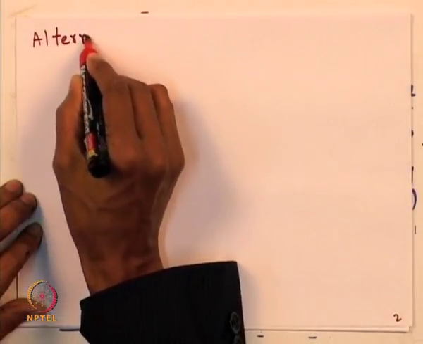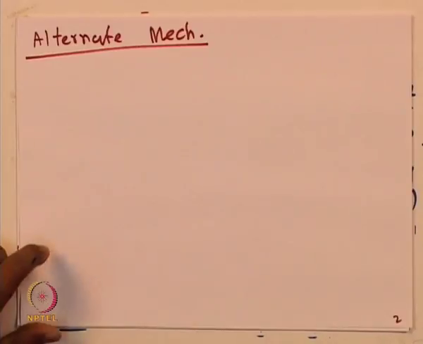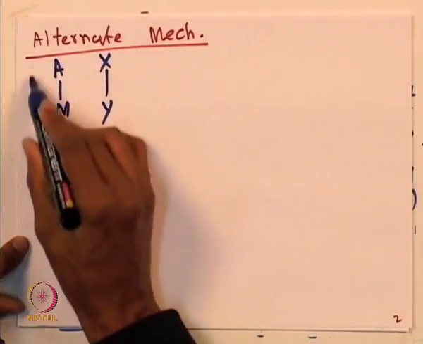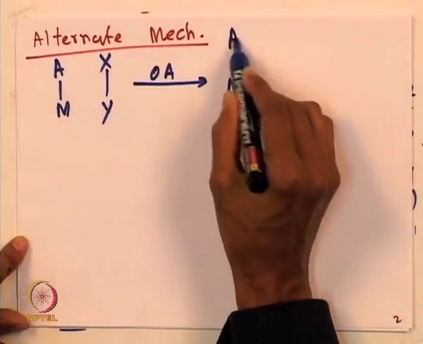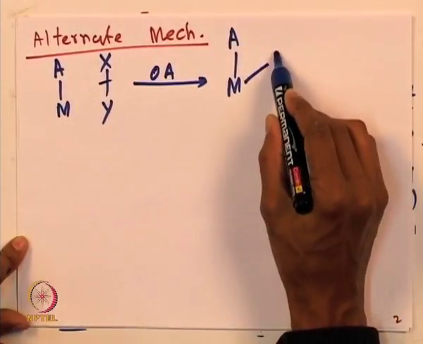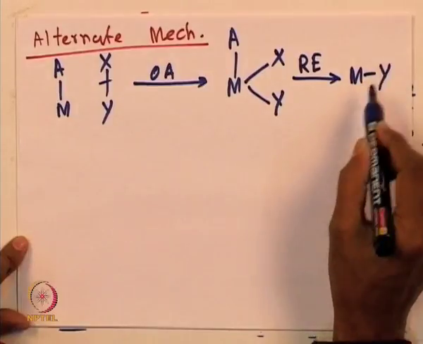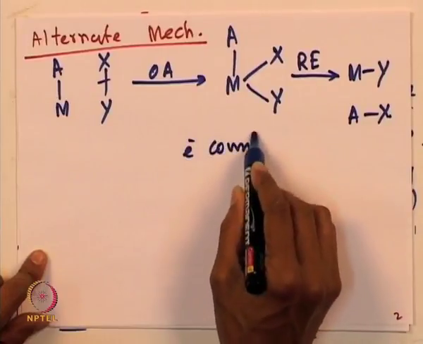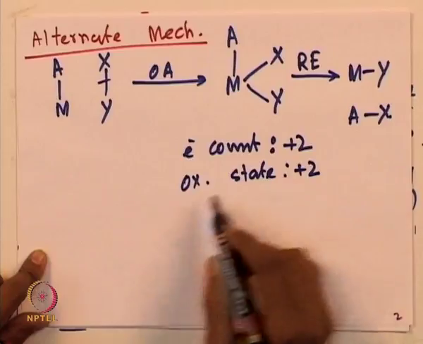So the alternate mechanism, that is oxidative addition and reductive elimination, for the same product formation, involves your intermediate MA and XY, as we were saying. In that place, these were going together and this one was coming together. But if you imagine oxidative addition, it goes all the way into this. So overall you are going to get X and Y, and subsequently reductive elimination to get MY and AX. Of course, the electron count for this one is going to be plus 2. The oxidation state is also going to be plus 2.